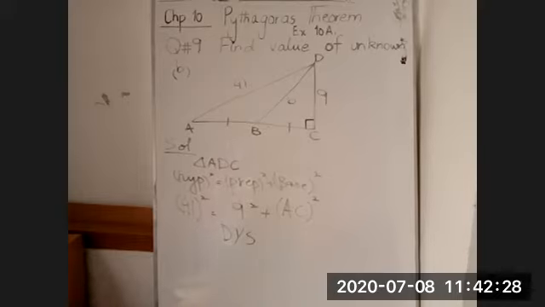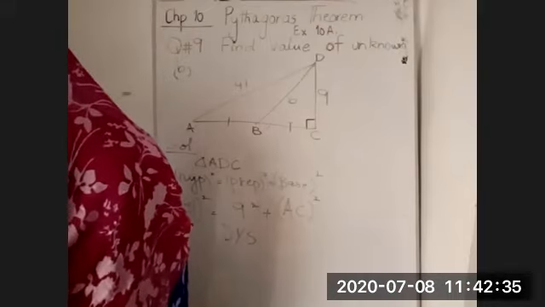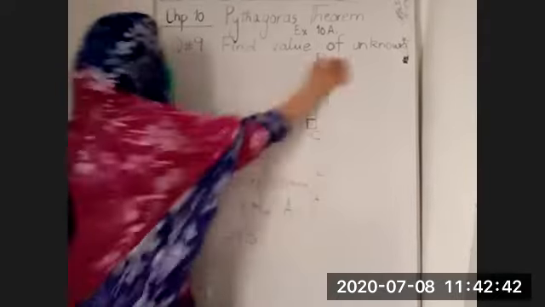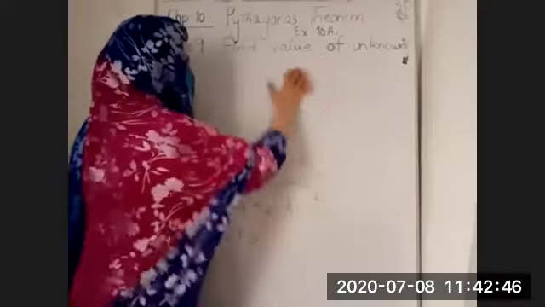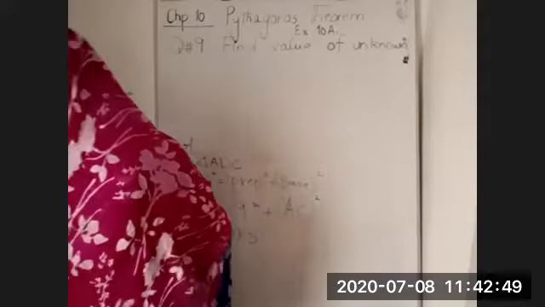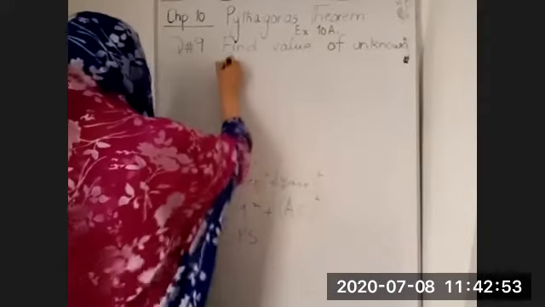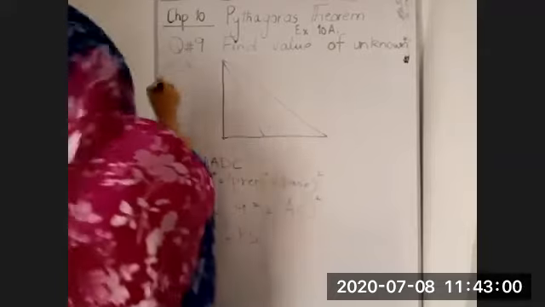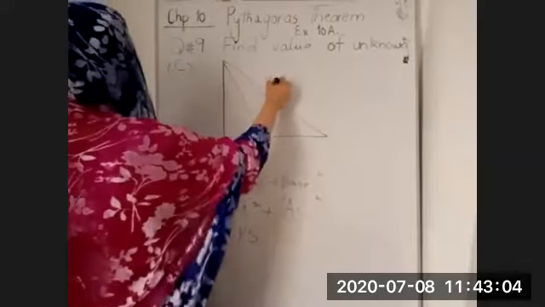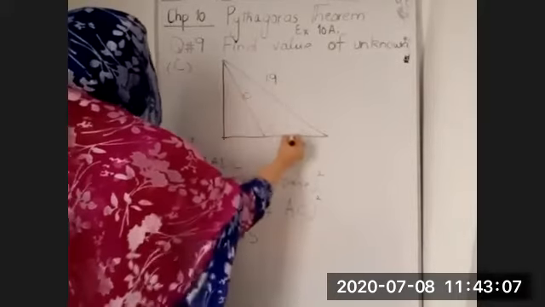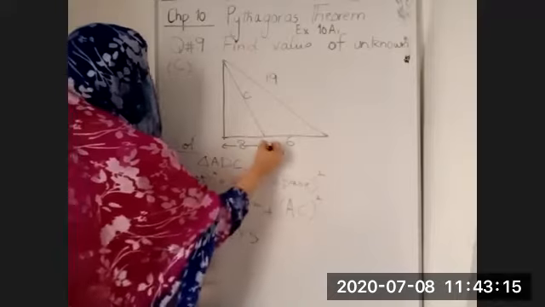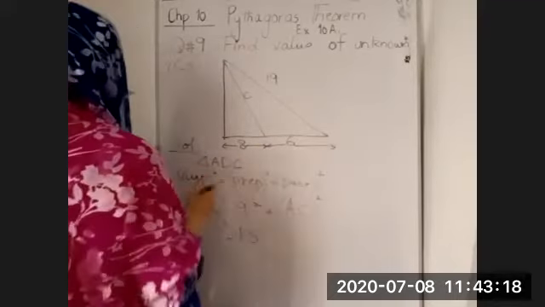Now I'm moving towards my question number 9C part. This is your question number 9C part. 19, C 6 and this length is your 8 centimeters. This is the right angle.